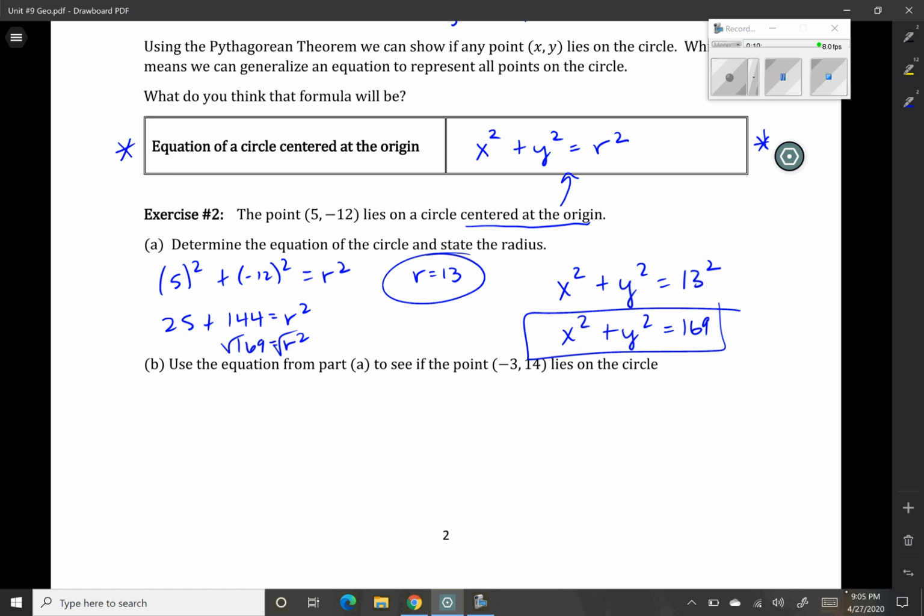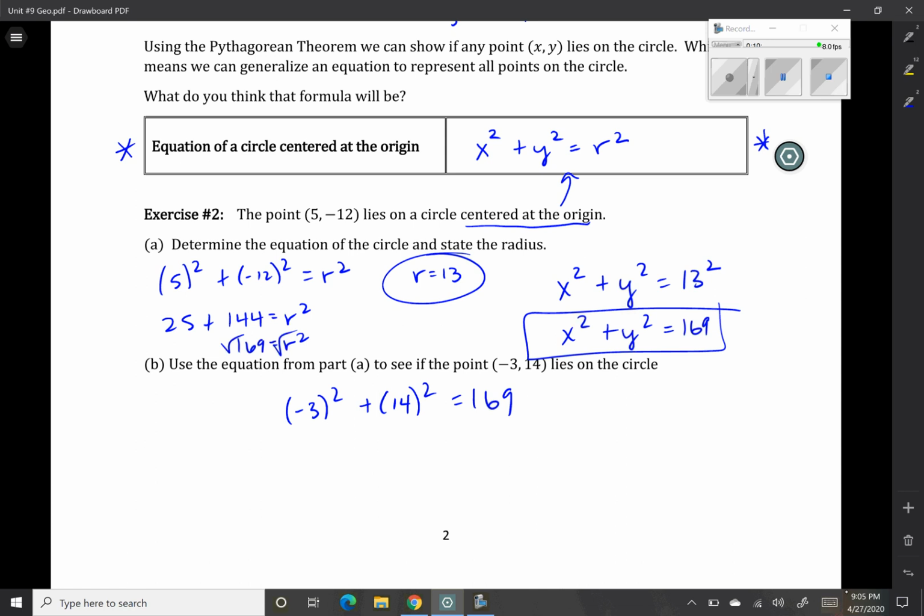So if I wanted to see if another point was on this circle, all I have to do is plug the x and y values into what I just boxed in and see if it gives me 169 equals 169. If it doesn't, then that point's not on the circle. So if I take this new coordinate in part B, -3, 14, and I square that x value and square that y value, if that gives me 169, that point is on the circle. If it doesn't, then it's not on the circle.